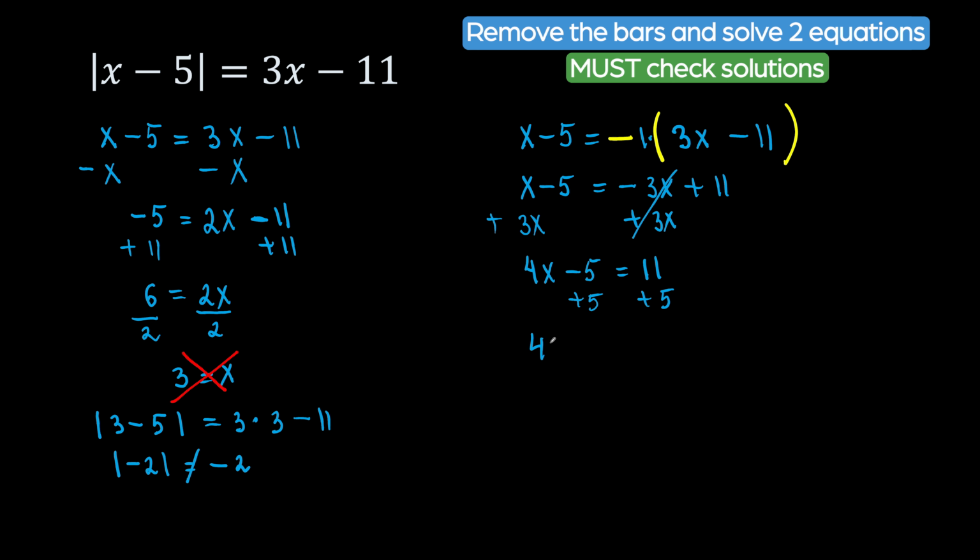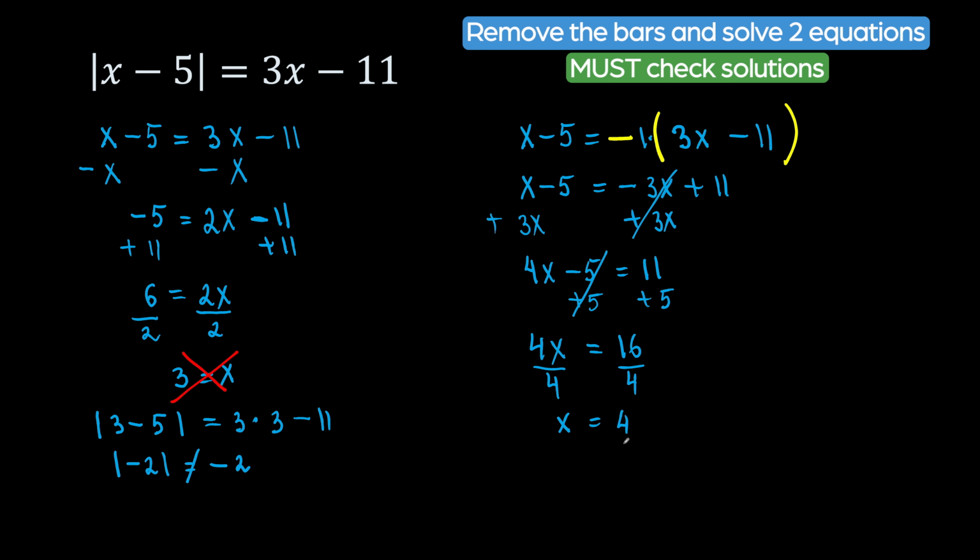So 4x is equal to negative 5 plus 5 will go away. And on the right, we have 16. Now, we divide both sides by 4. 4x divided by 4 is x. 16 divided by 4 is 4. Very nice. Look, nice looking number.